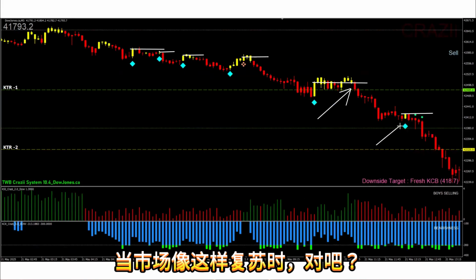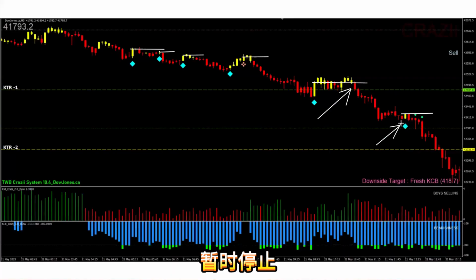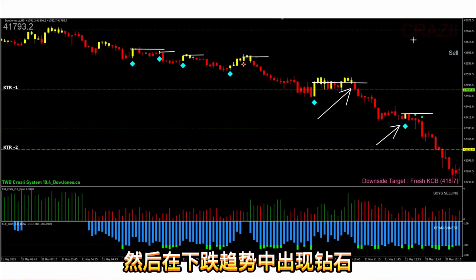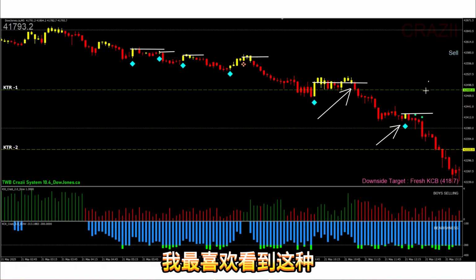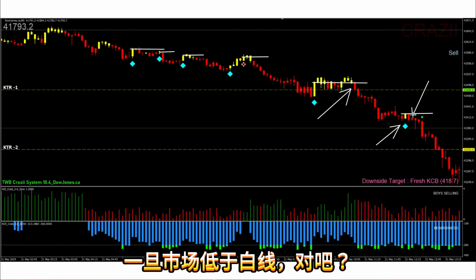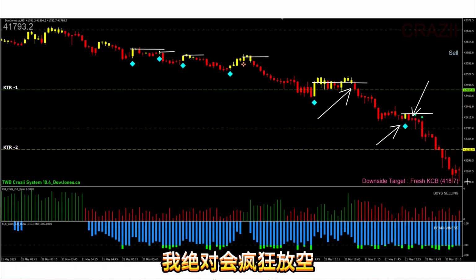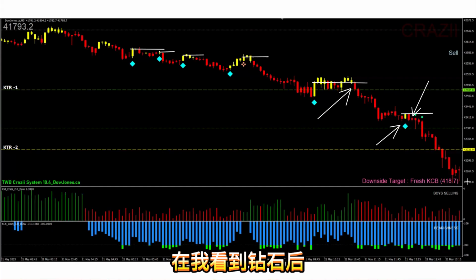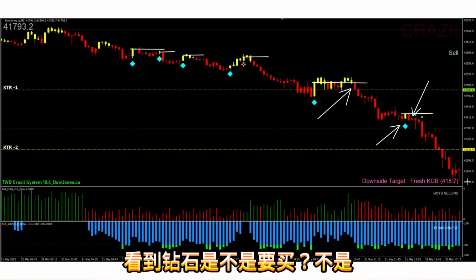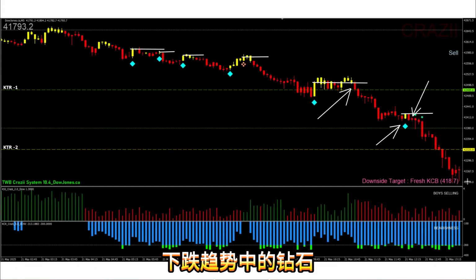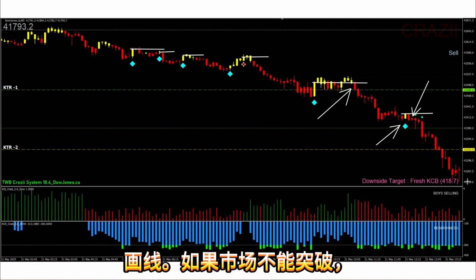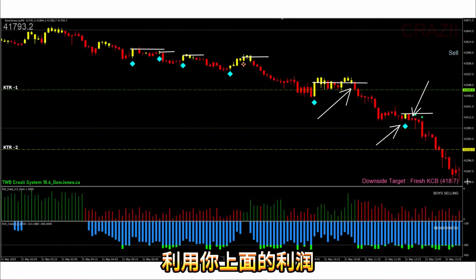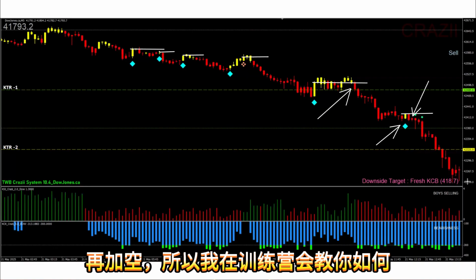And I love to see this. When the market recovers like this, a temporary stop, and the diamond appears in a downward trend, I would love to see this. And once the market stays below the white line, I definitely will short the daylight out of it. That was where I added my short position yesterday after I saw the diamond. A lot of people say, oh, saw diamond, must buy. No, saw diamond in a downtrend, draw the line. And if the market cannot go above it, you short again, using the profit you have on top to short even more.